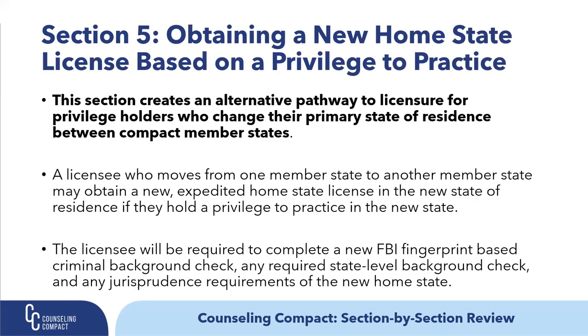There's also a provision here in section five for an alternative pathway for someone who may be relocating residences to another state that's a member of the compact. This provides an expedited process for them to be able to do so via the compact. There may be additional things they need to meet, including a new FBI background check, jurisprudence exams, and if there's anything additional like a state level background check as well. Ultimately it hopes to facilitate that movement if someone is officially relocating residences to a compact member state.